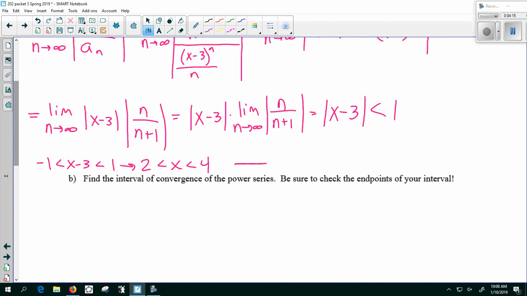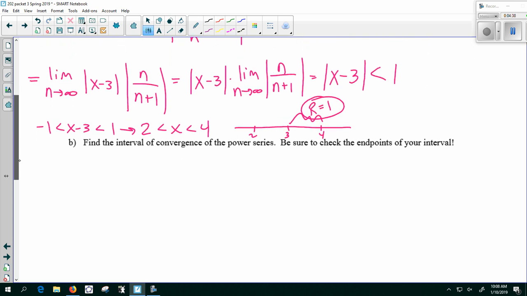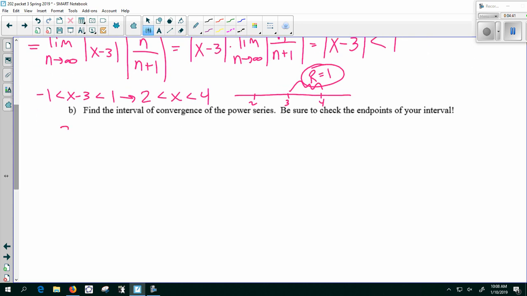If I just sketch that on a number line, here's a 2, here's a 4, which means my center is at 3, which means that the radius of convergence is 1. Okay, so I found the radius of convergence. To find the interval of convergence, I'm almost done. It's definitely 2 to 4. I just don't know if I should include the 2 or the 4. So I'm going to put 2 less than x less than 4, and including the 2 or 4 is what we're trying to figure out.